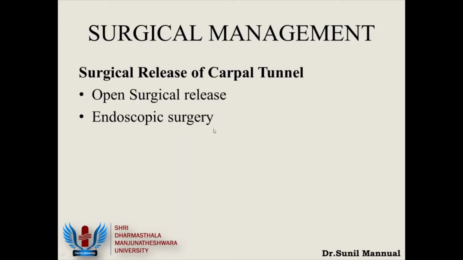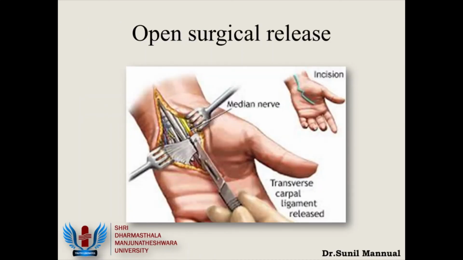Slide number 22 shows a schematic diagram of an open surgical release. When we are doing the open surgical release, we are able to clearly see the transverse carpal ligament, and we are also able to see the other two components of the carpal tunnel, that is, distally the aponeurosis between the thenar and the hypothenar muscles, and proximally the distal forearm fascia. And every effort has to be made to do a complete release.